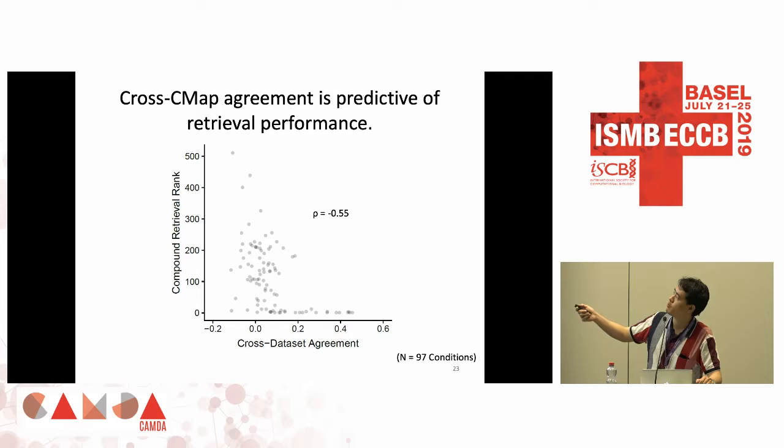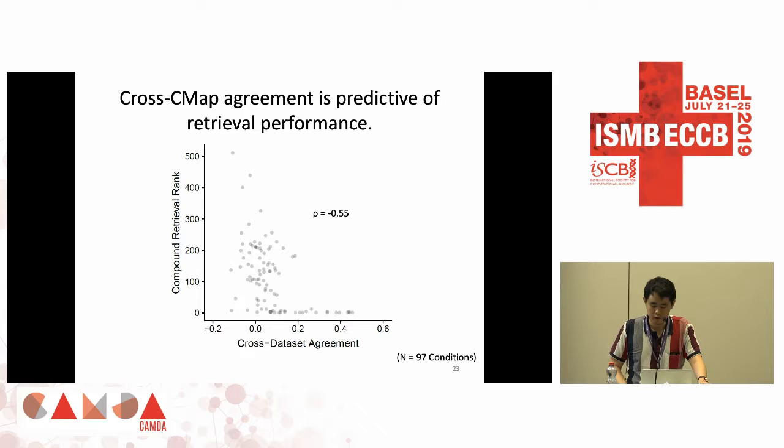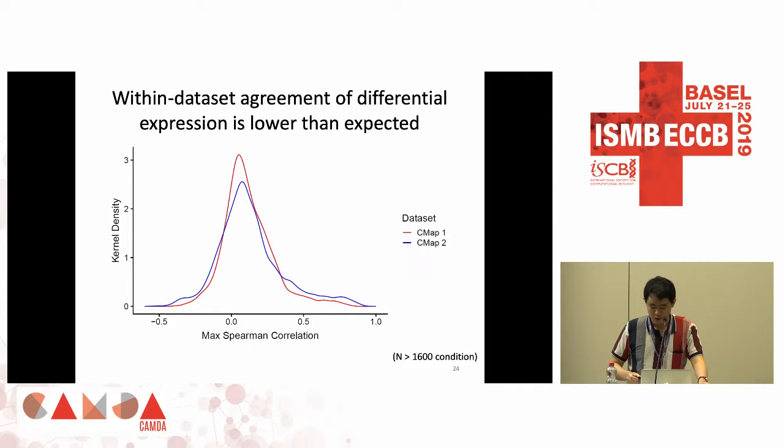We see that there is a negative correlation here, and that's reasonable because we want the rank closer to one. When you have higher agreement between data sets, the likelihood is that it's going to have rank one cases, so it would be a negative correlation. So we see that agreement between data sets is predictive of retrieval performance.